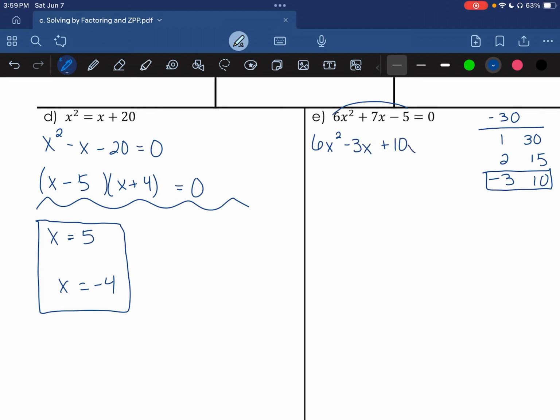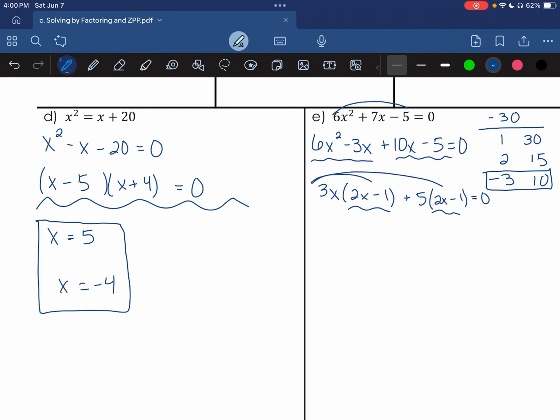This is the factoring by grouping method if you're curious. And now I'm going to factor something out, the GCF from these two, which will be 3x. So I'll end up with 2x minus 1. And we factor the GCF out here, which is going to be positive 5. And I'll end up with 2x minus 1 here. So this 2x minus 1 is like our last big GCF. I'm going to factor out the 2x minus 1 to the beginning. And then what's left over is 3x plus 5 equals 0.